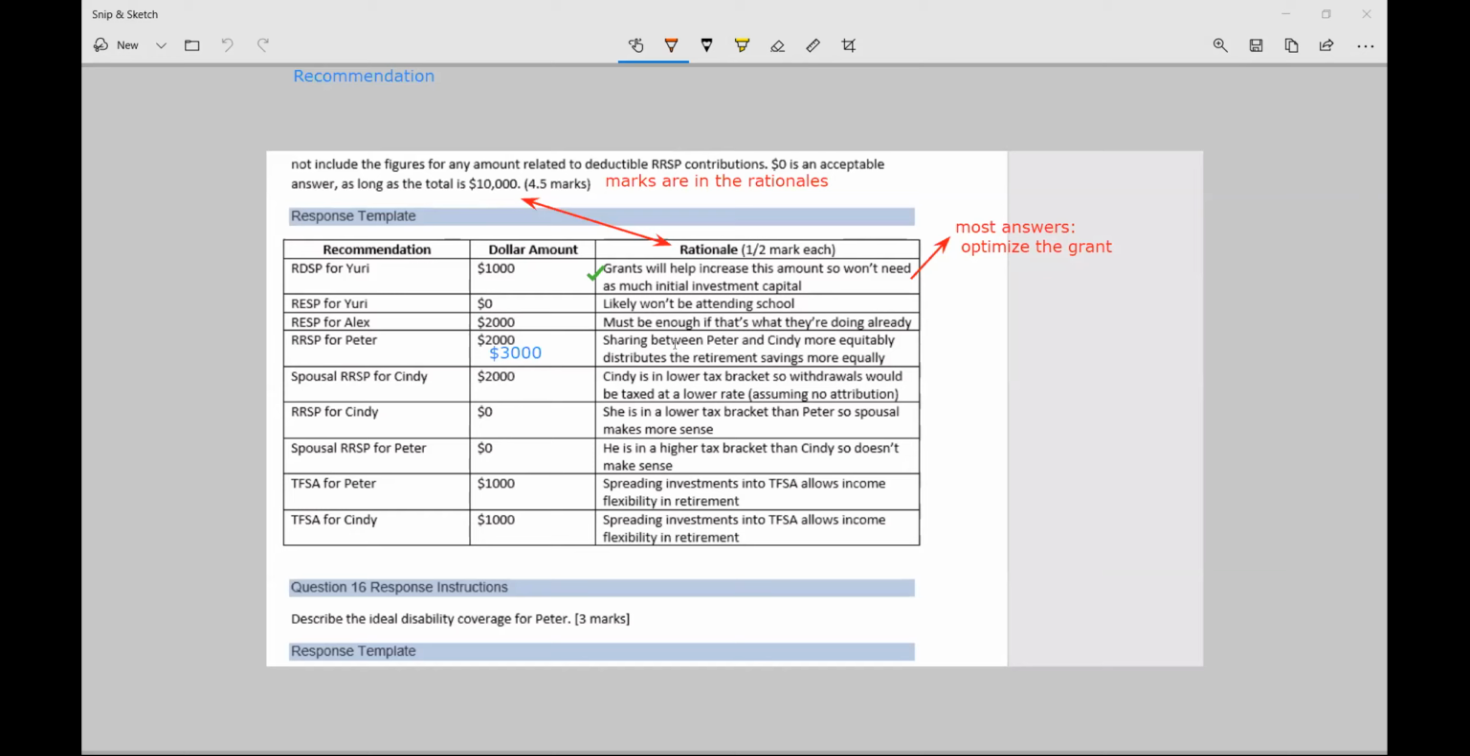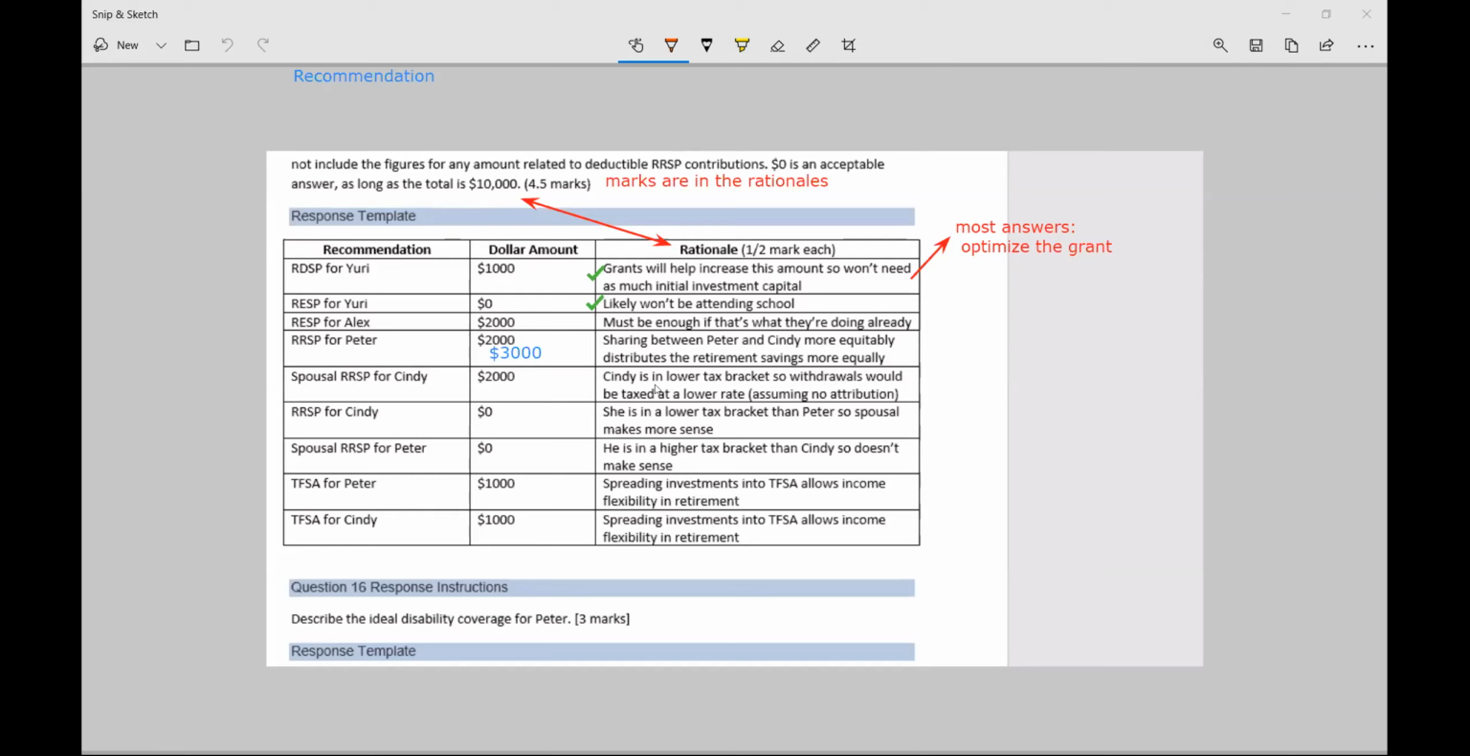Yeah, I actually think there's a justification here, Shelley. If I really actually had URI as a client, or Peter and Cindy as a client, I would be prioritizing the RESP over the RDSP. I find for younger children, this is generally the better step. However, on the exam, this is probably a fine answer because the scenario does point to a serious learning disability. And I think I would mark this right, as much as I don't like this.